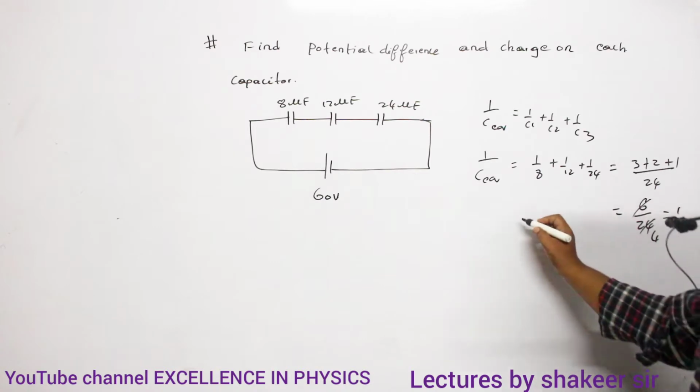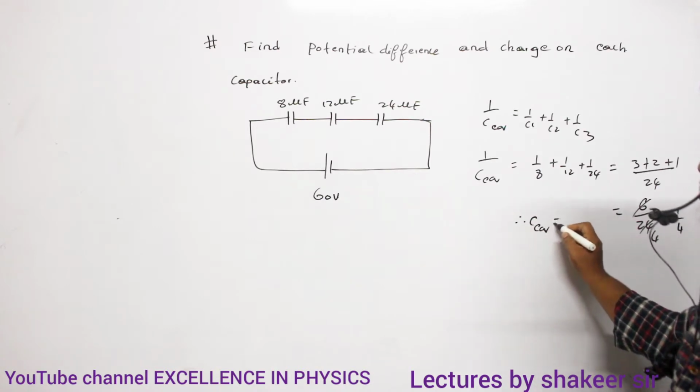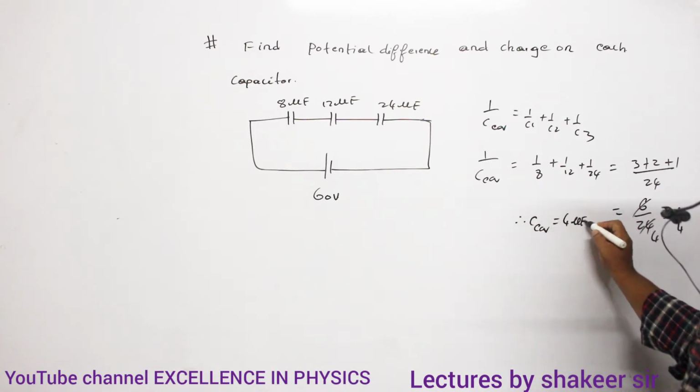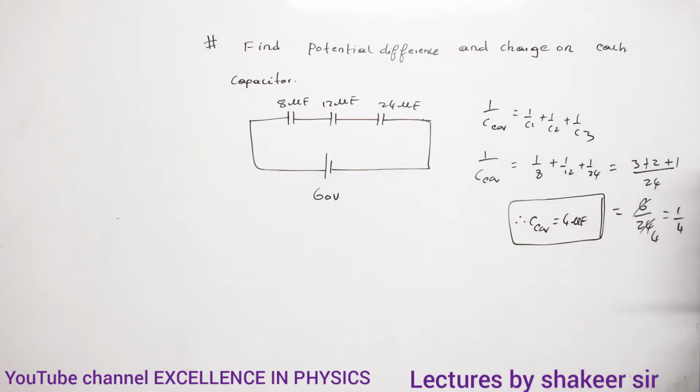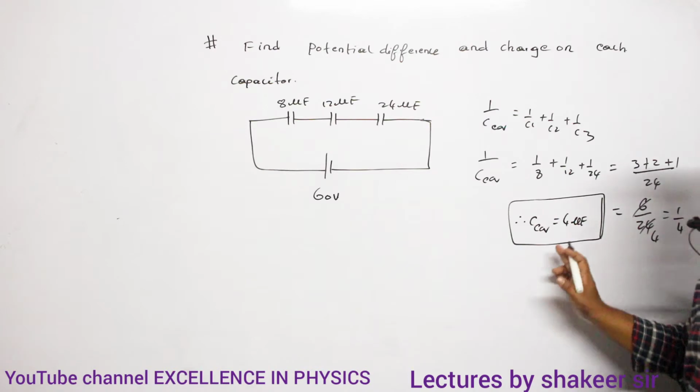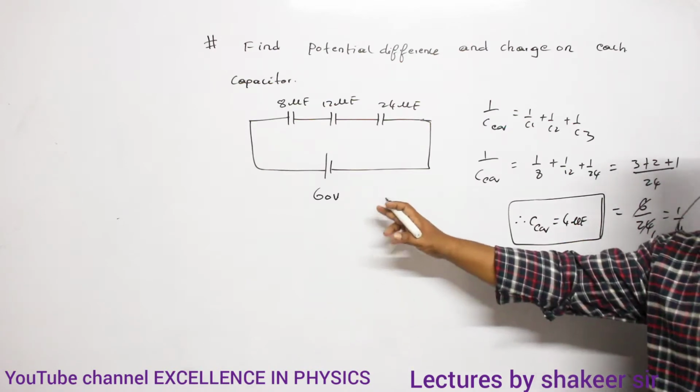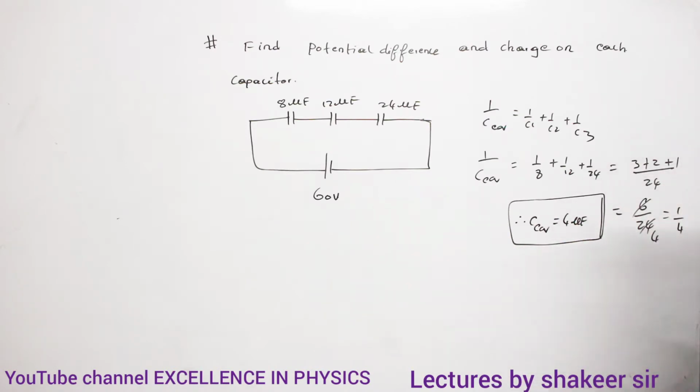Clear? So C equivalent is how much? C equivalent is equal to 4 microfarads. That is the answer which we got. Are you able to understand? Okay. So the total capacitance is 4 microfarads, and the potential we have supplied is 60 volts.